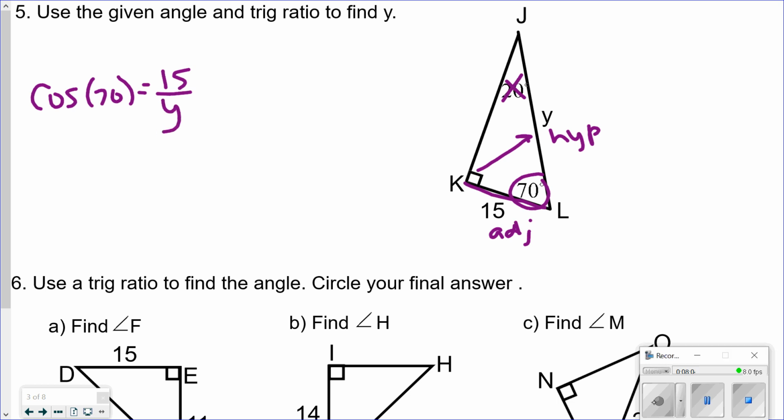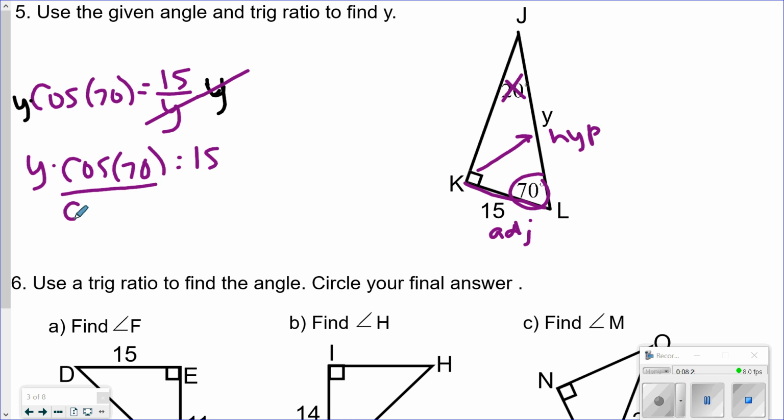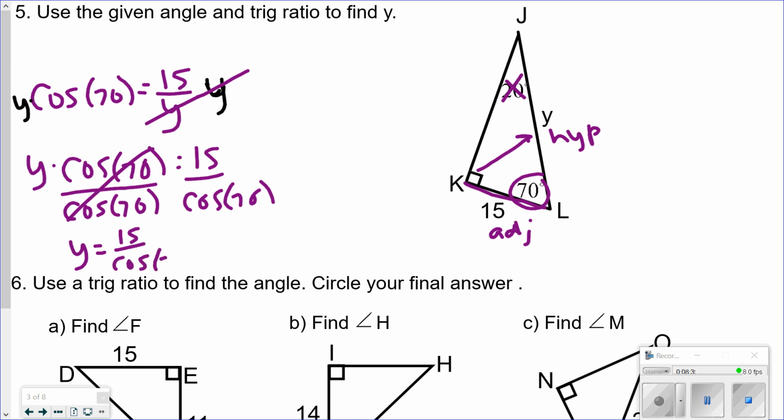I'm going to multiply each side by y because I need to get that y out of the denominator, which means those will cancel. So y times cosine of 70 is equal to 15, but y is still not by itself. I need to get rid of this multiplication of cosine 70 by dividing by cosine 70 on each side. So those cancel. So y is equal to 15 divided by cosine 70. And when you plug that in your calculator, you get approximately 43.86.